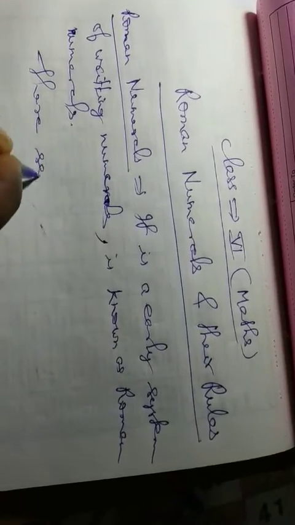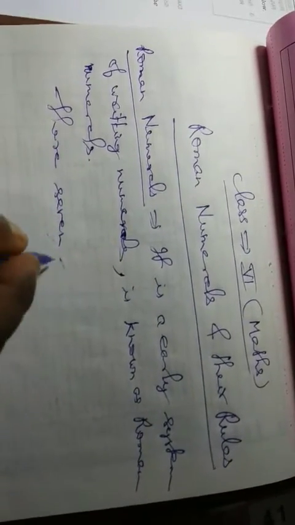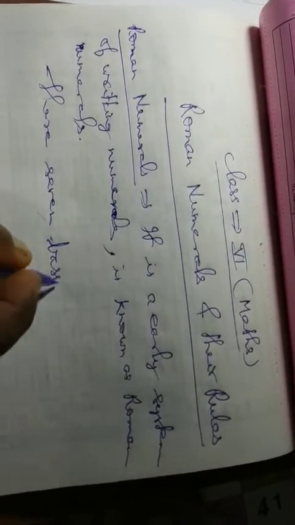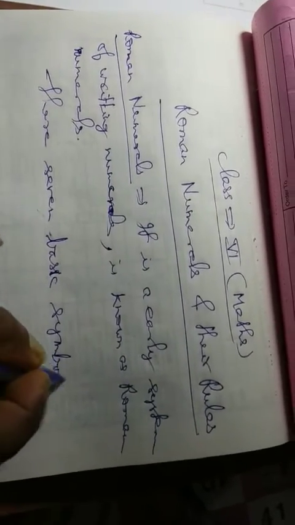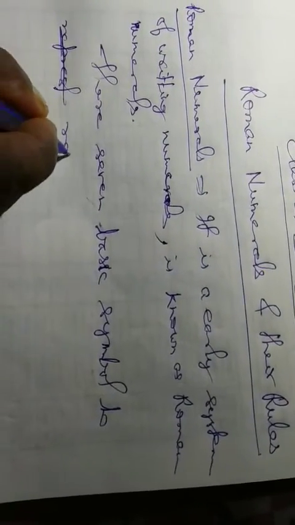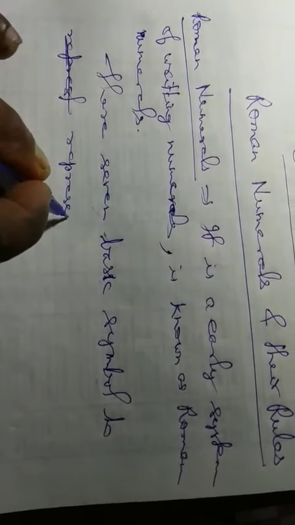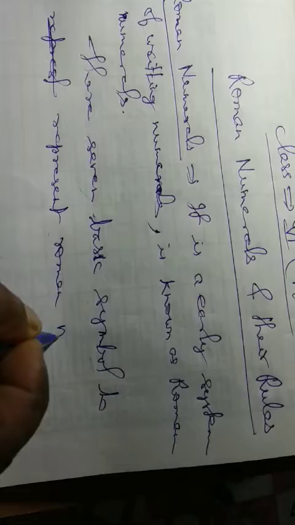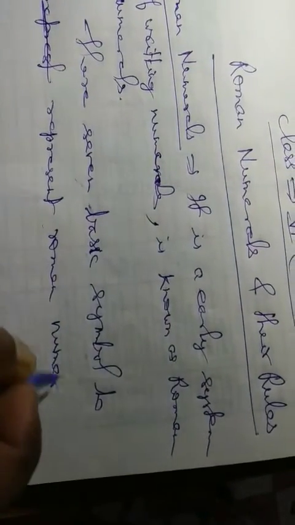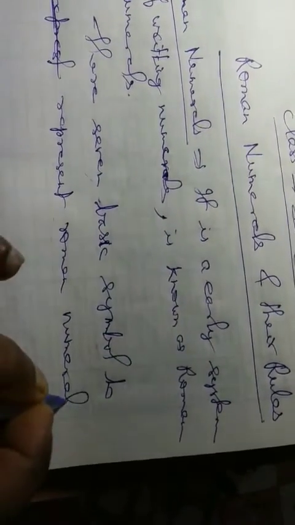There are 7 basic symbols used to represent Roman numerals.